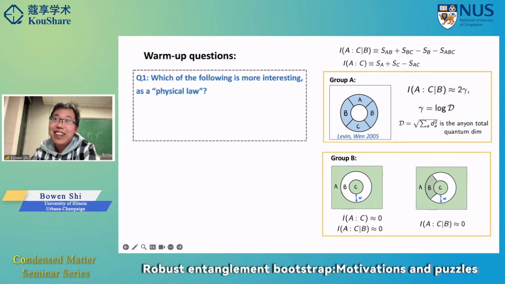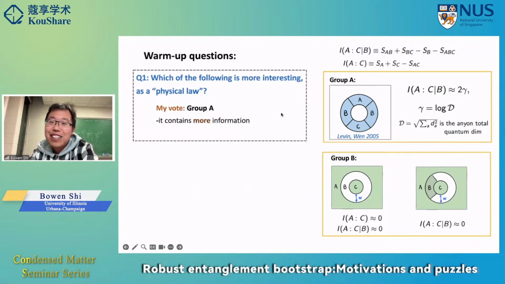Anyone want to try? Okay, let me tell you my answer. My answer will be group A because it contains some interesting number. It's not 0, but for group B on the right-hand side, you just get 0. Seems boring, right? So it contains more information. So I would say group A is more interesting.